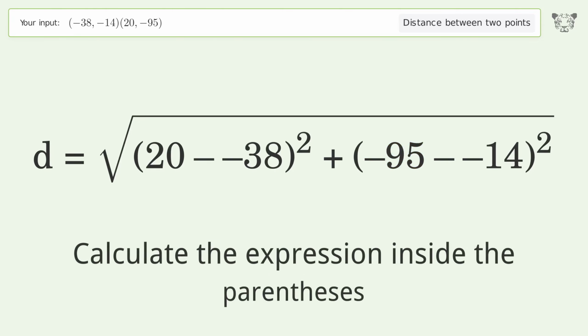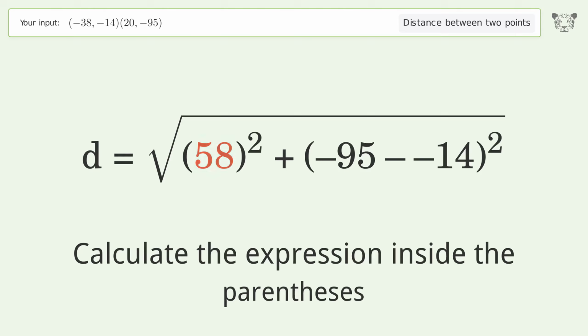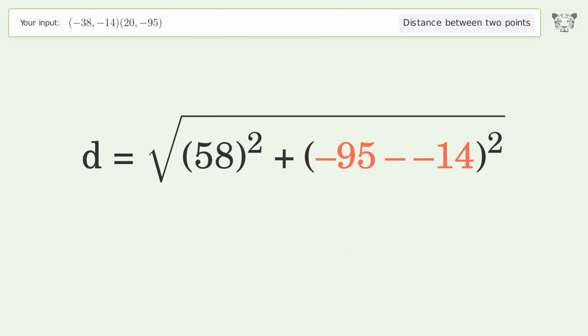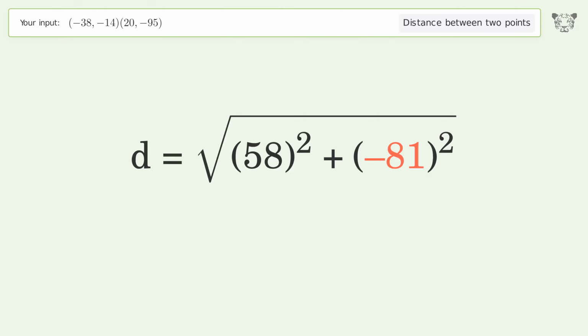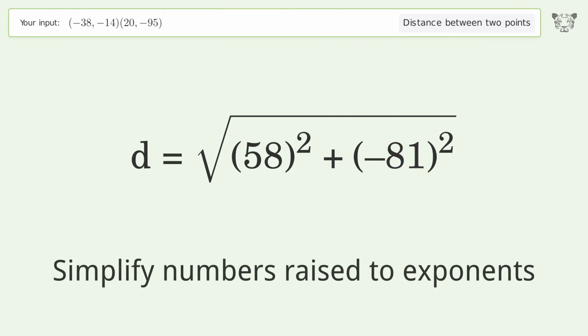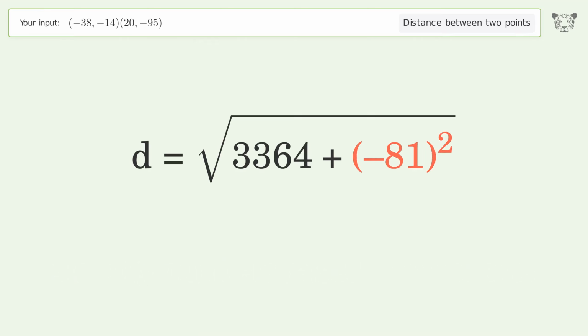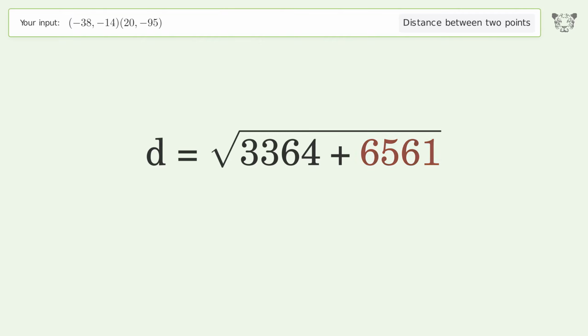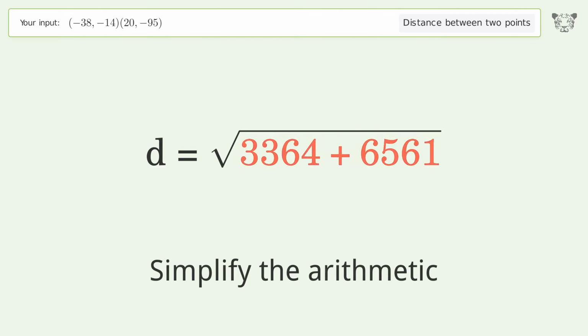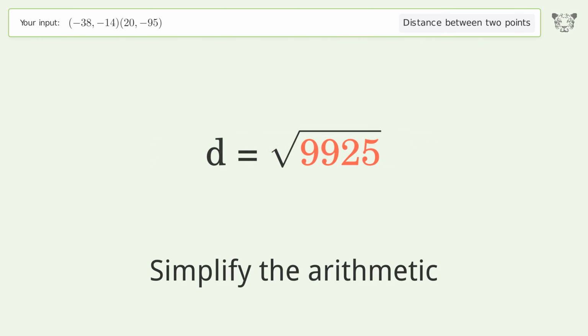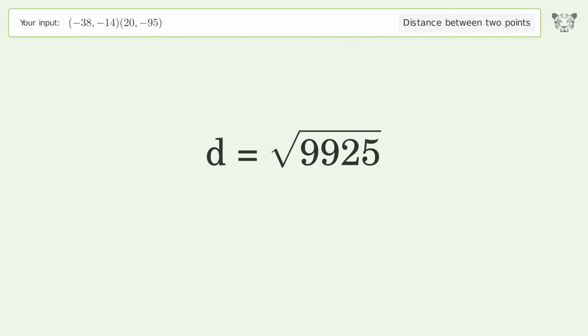Calculate the expression inside the parentheses. Simplify numbers raised to exponents. Simplify the arithmetic. And so the distance between the 2 points is the square root of 9,925 or 99.624.